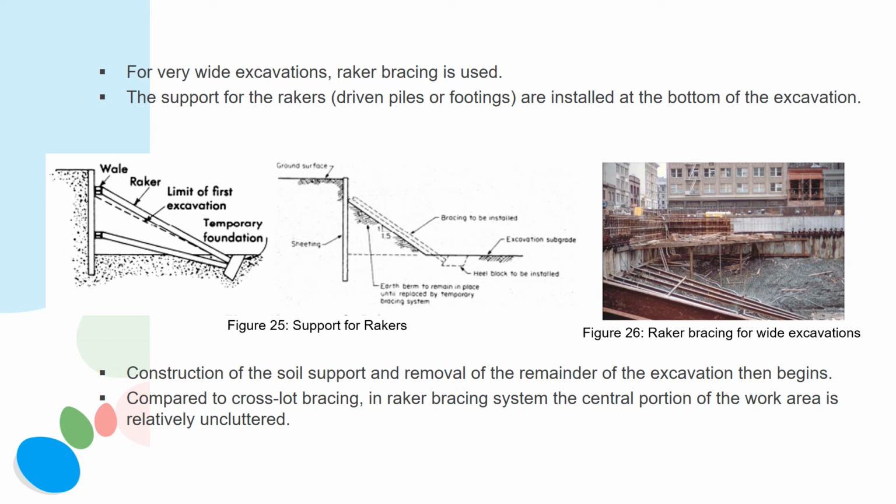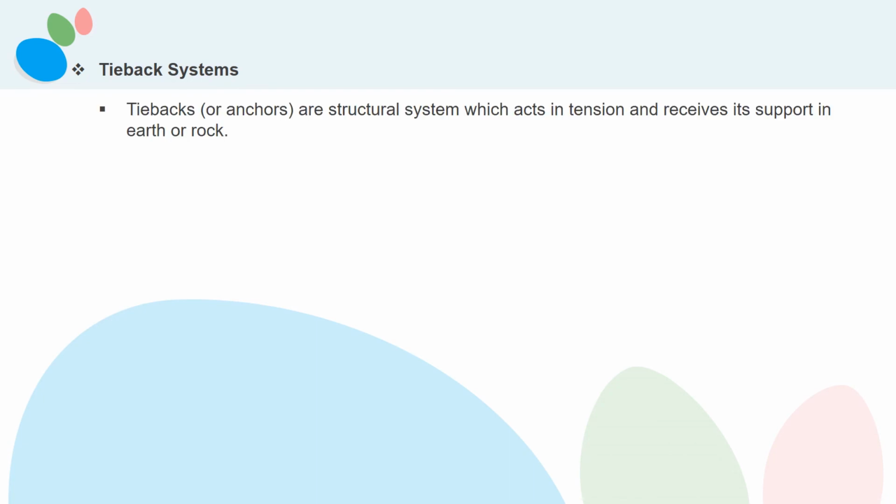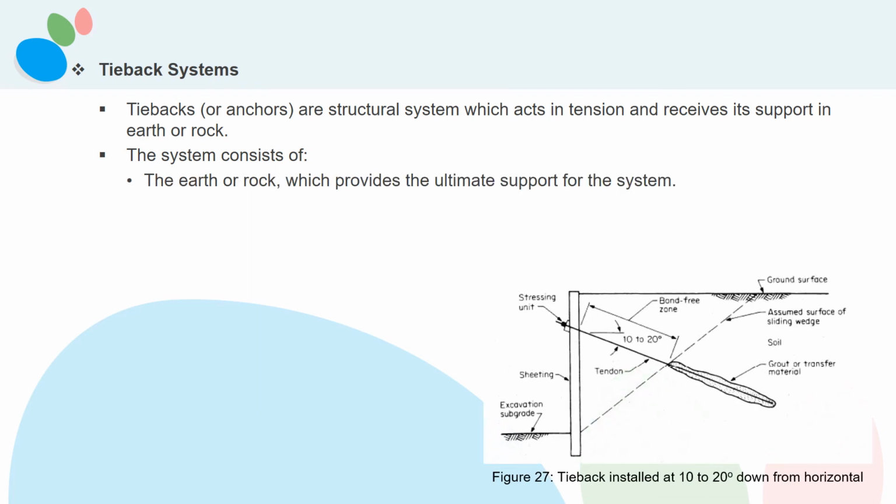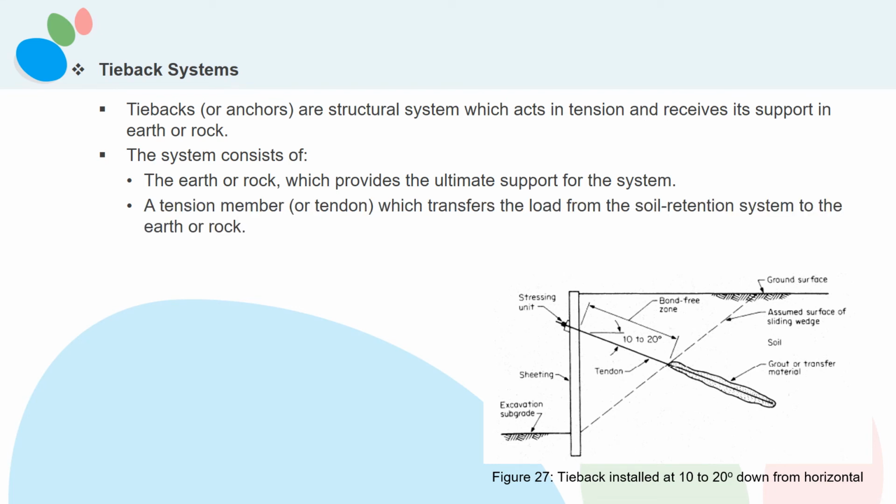Compared to crosslot bracing, in the raker bracing system the central portion of the work area is relatively uncluttered, as shown in Figures 25 and 26. 5. Tieback systems. Tiebacks, or anchors, are a structural system which acts in tension and receives its support in earth or rock. The system consists of the earth or rock, which provides the ultimate support for the system, and a tension member, or tendon, which transfers the load from the soil retention system to the earth or rock.